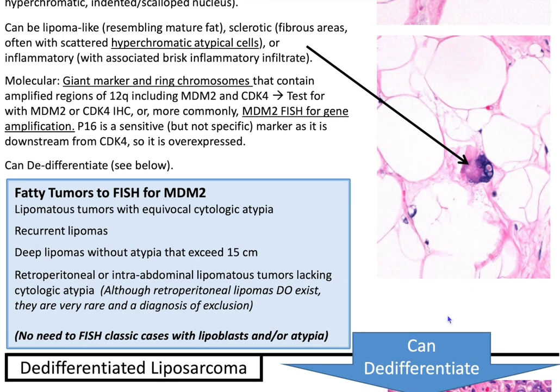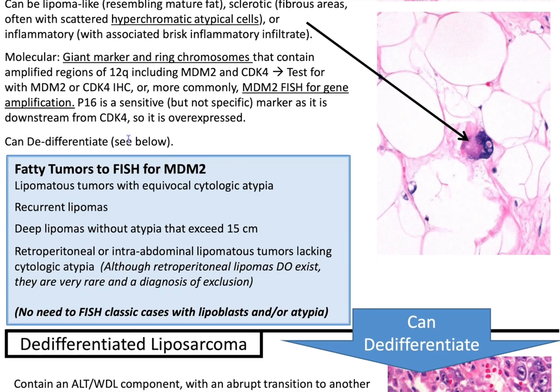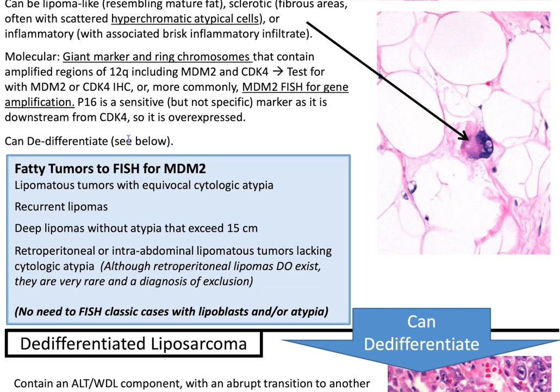As alluded to before, molecularly, if you're unsure if this is an atypical lipomatous tumor / well-differentiated liposarcoma, you could do molecular studies and you'll see ring chromosomes, and they should have an MDM2 CDK4 amplification. And if your institution has, you can have an MDM2 CDK4 IHC. Of note, P16 is a sensitive but not specific marker, as it's downstream from CDK4, so it is overexpressed. And it can de-differentiate.